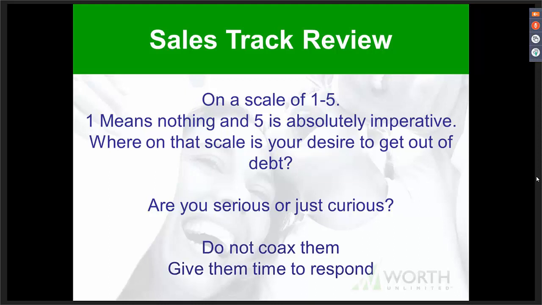Please do not coach your client. Give them time to respond. This could be 5 seconds of silence all the way up to a minute of silence, depending on who it is that you're dealing with and how they process information.